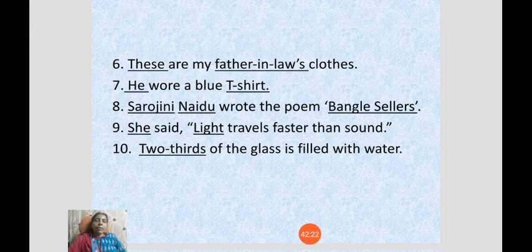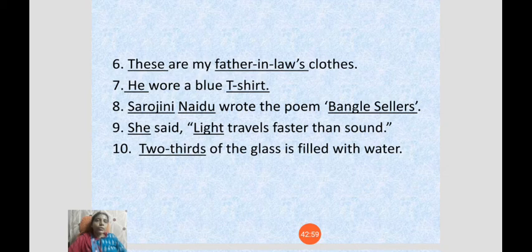Now next example. "He wore a blue T-shirt." He. So the first letter of the sentence is H, and H is written in capital here. Wore a blue T-shirt. I already told you, when a single letter is joined with a noun or a participle, we use a hyphen in between. T-shirt. T is the single letter here. It's joined with some word like shirt. So that's why a hyphen.